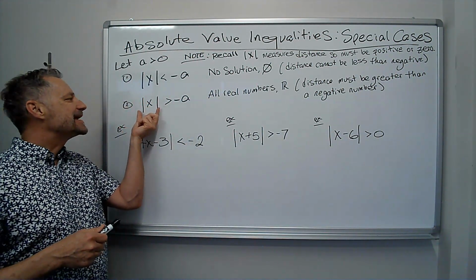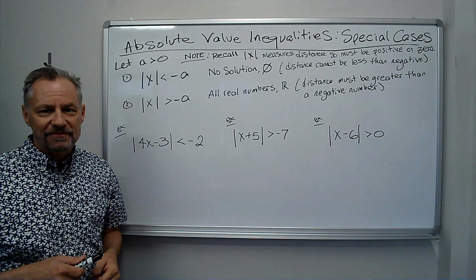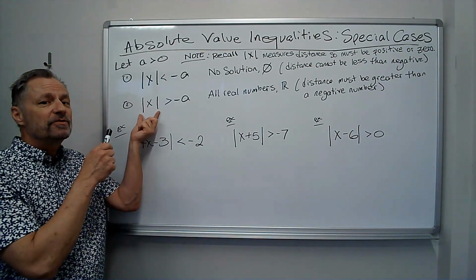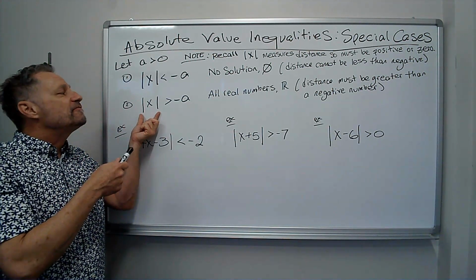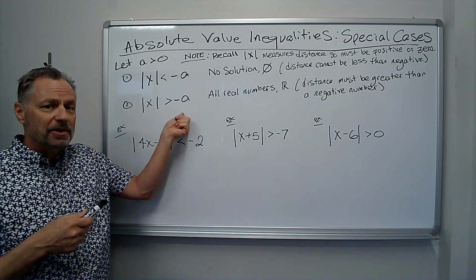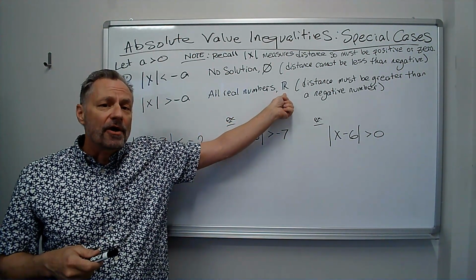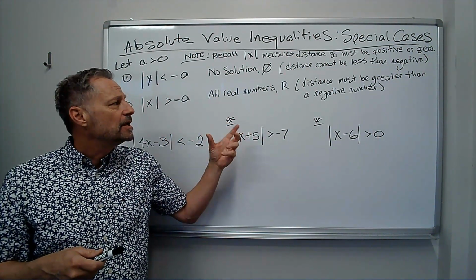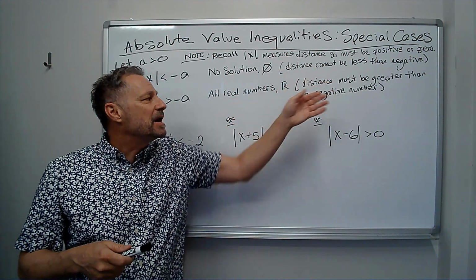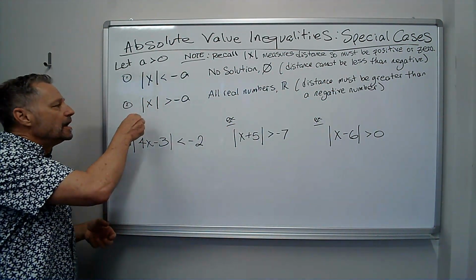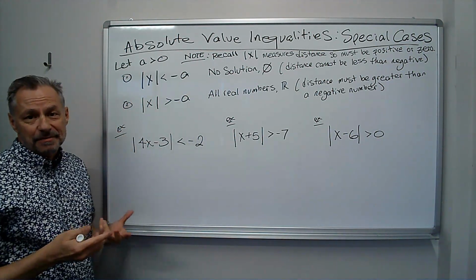The other idea is the absolute value of x is greater than negative a. Well, again, what's coming out of this is positive or 0. All of those numbers are greater than a negative number. So in this case, all real numbers is my answer. We may write it with a blackboard bold R, but it's all real numbers. So again, the distance must be greater than a negative number, and so all real numbers is going to be our answer.